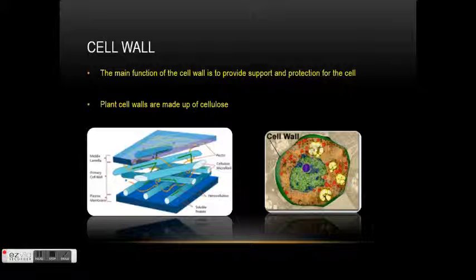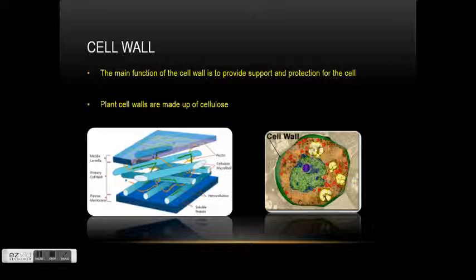Now really quickly, we're going to hit on the cell wall. This is a very quick explanation. A cell wall's main function is to provide support and protection for the cell. It's only really found in plant cells and in some other unique cells throughout the kingdoms. But really, when we talk about cell walls, we're talking about plant cells. They're made up of cellulose.